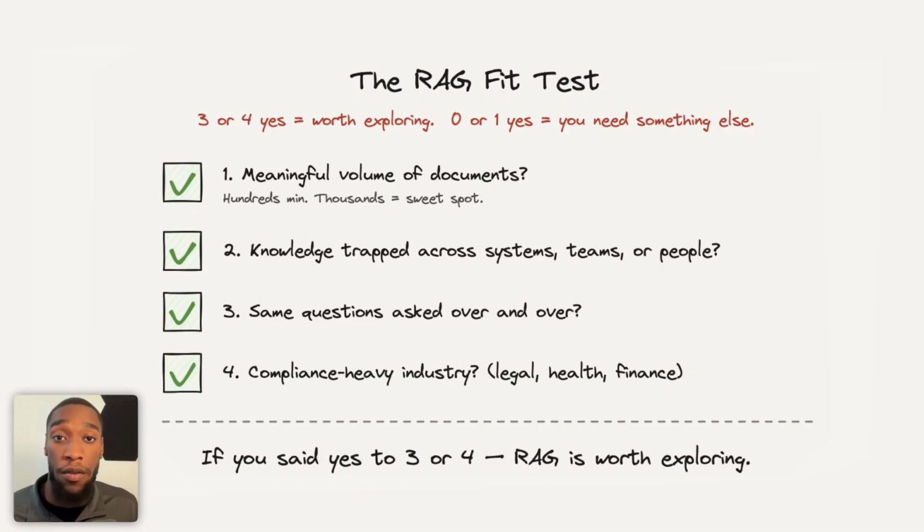A 12-attorney law firm with 10 years of case files probably needs RAG. A 2-person coffee shop that wants inventory automation, probably not. And there's no shame in the second one. You just need a different tool, not a RAG. If your problem is nobody can find what they need, RAG is the answer. If your problem is something else, RAG isn't.